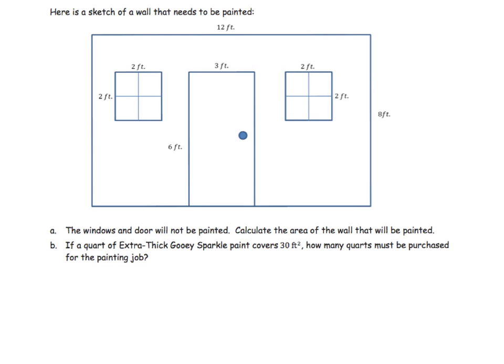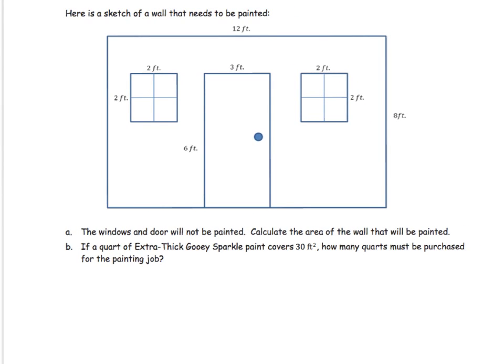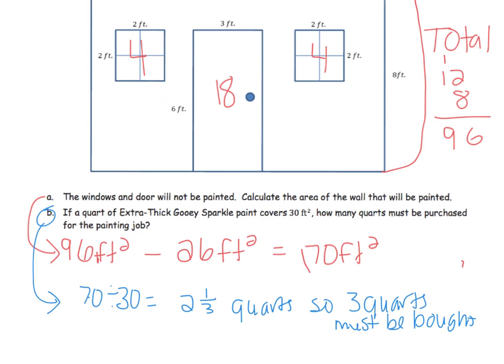All right, I want you to try to do this one on your own. Bottom line is, here's a wall. The windows and the doors are not going to be painted, so how could you figure out the area of the wall that will be painted? And then, given that area, if a quart of extra thick gooey sparkle paint covers 30 feet squared, how many quarts are you going to need? Pause, do your work, and then come back to check your work.